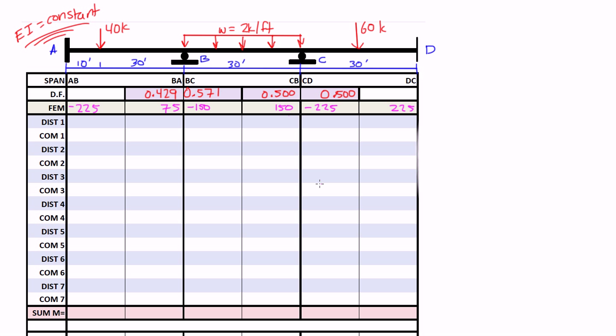All right, welcome back. In the last video, we calculated the fixed end moments, and now we're ready to do our distributions. To start, we always pick one of the middle joints, so we never really start at the very, very ends of the beam. We start somewhere in the middle. In our case, we'll just go ahead and start at joint B and see where it takes us.